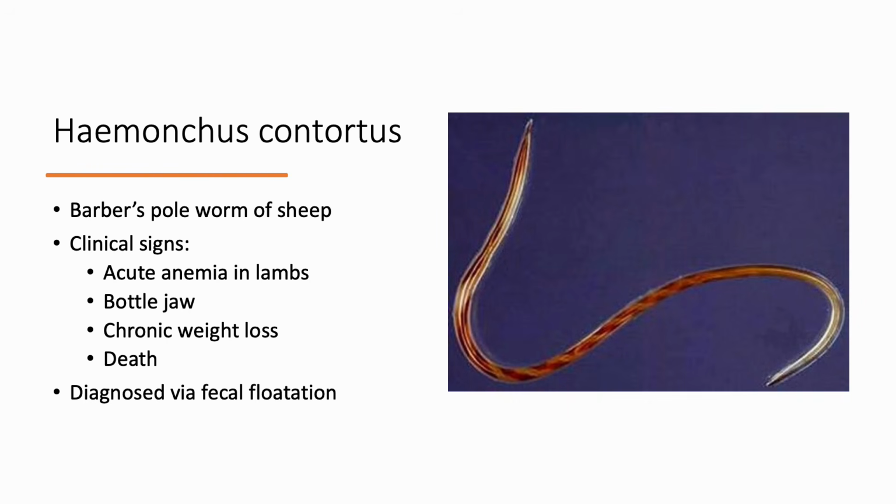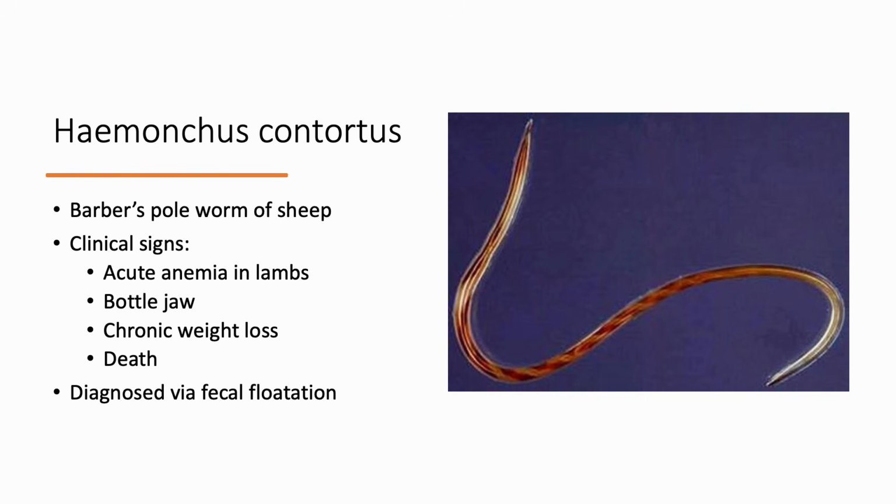Haemonchus contortus is called the Barber pole worm of sheep, and it's named the Barber's pole worm because of the appearance of the worm itself. So if you look at this picture here, you can see that the worm has a stripy appearance to it, like a barber's pole outside a barber shop.